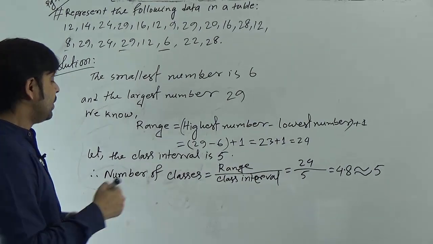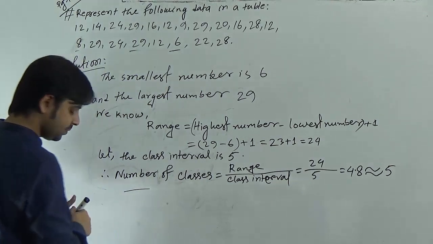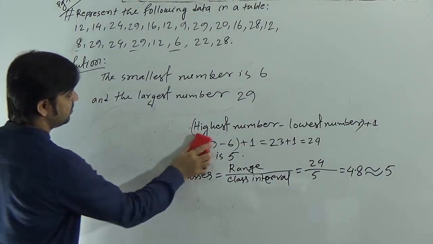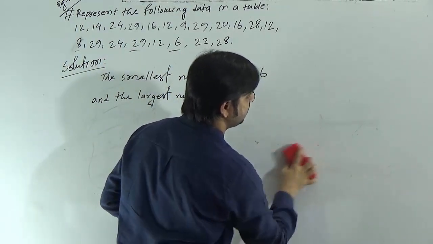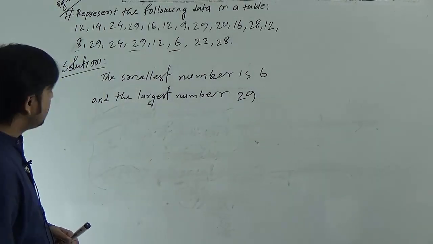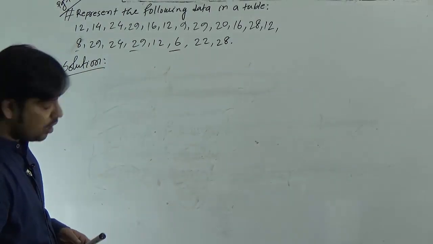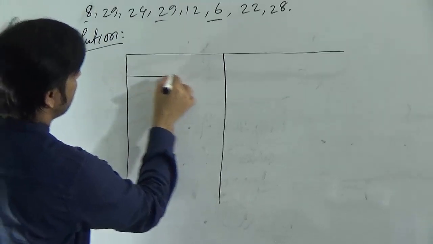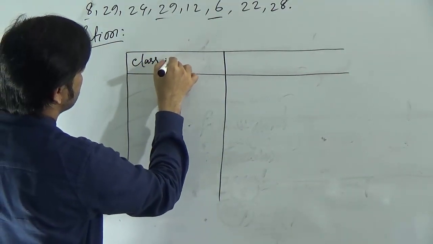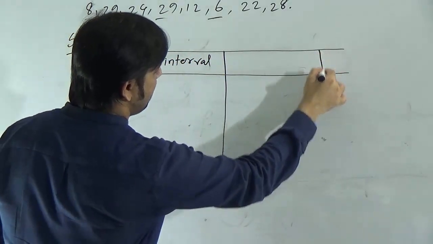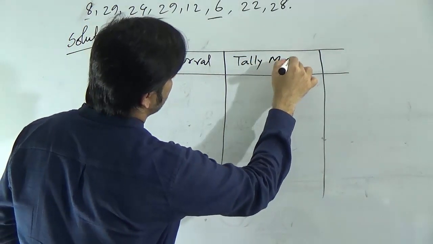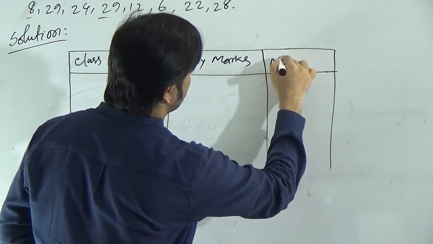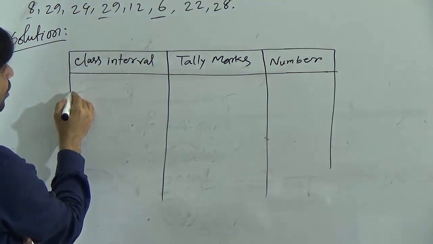It means that we have to make a table now. I have to erase this, then I will show the table. To show the table, at first we have to know how many rows and columns we need. In the first column, I will show class interval. In the second column, I will give the tally marks. And in the third column, I will show number, it means frequency. It means that in the classes, how many data are there.